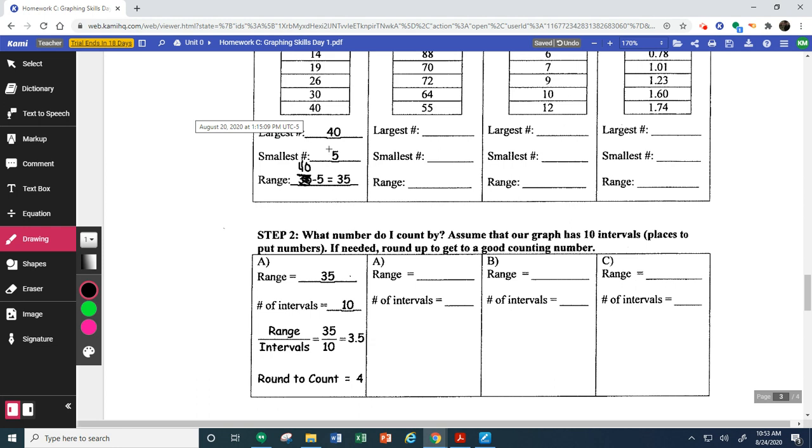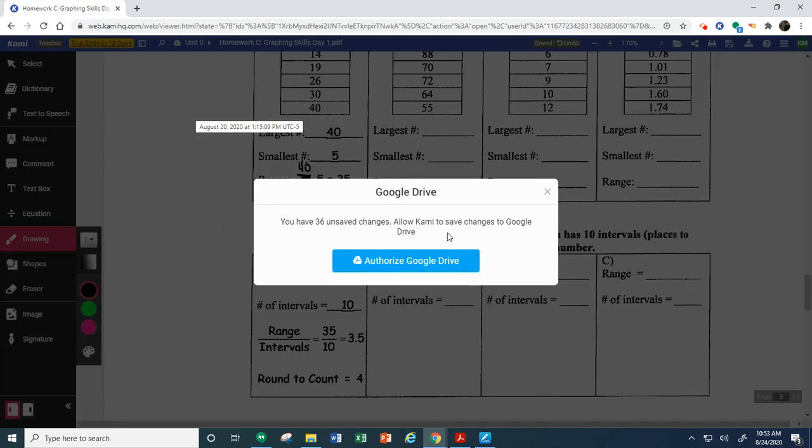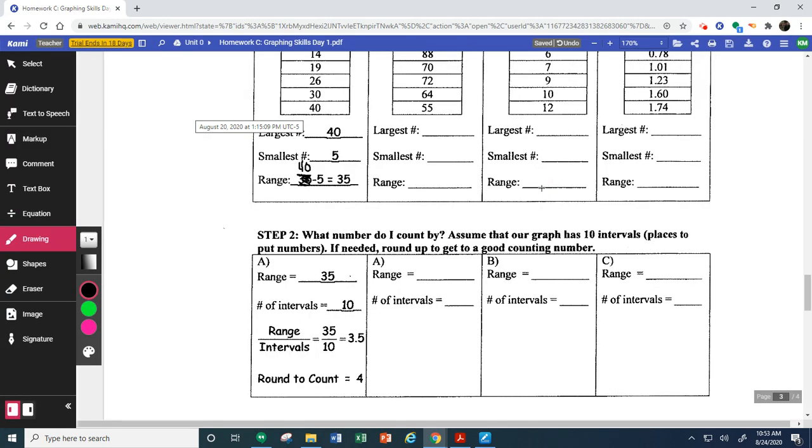So we are just transferring in step 2. We're figuring out, what do we count up by? Do you go by 1s? Do you go by 5s? Do you go by 10s? Those types of things. And this step helps you figure that out. So you take your range, which we just transferred from above. So this 35 goes here. Now it wants to know intervals. So intervals just means essentially how many boxes your graph has. So it says here to assume that our graph has 10 intervals. So for all of these examples, your interval will be 10, because we're assuming the graph has 10.